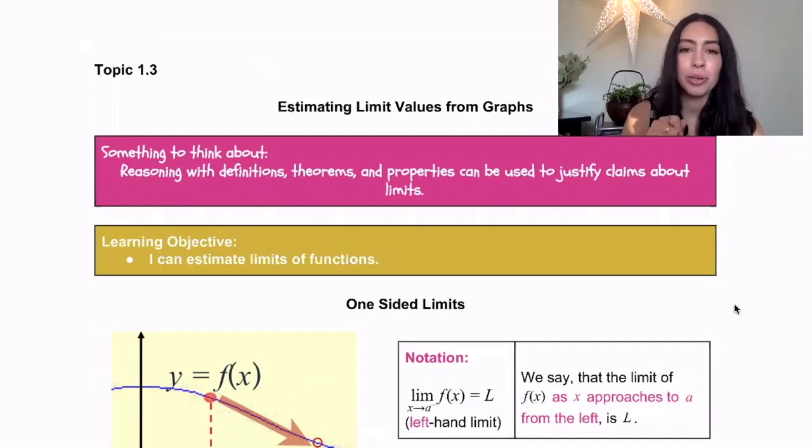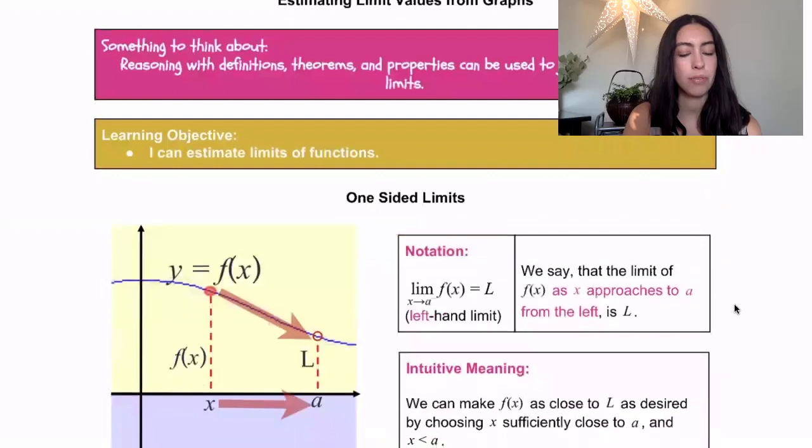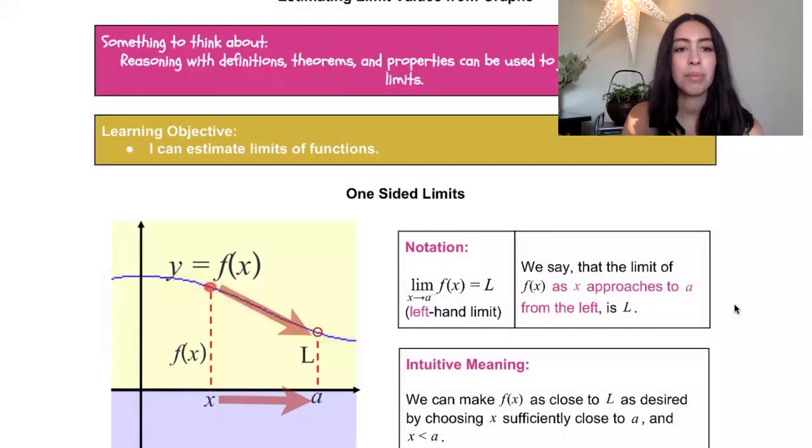Hello. So we are going to be going over topic 1.3 today, and this involves estimating limit values from graphs. And we have our something to think about, and that is reasoning with definitions, theorems, and properties can be used to justify claims about limits. So we're going to be learning about all those definitions and theorems and properties. The learning objective is to be able to estimate limits of functions. So we're estimating limits based off of functions, based off of graphs, tables, all those different ways.